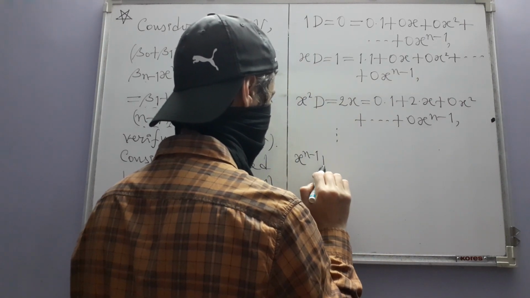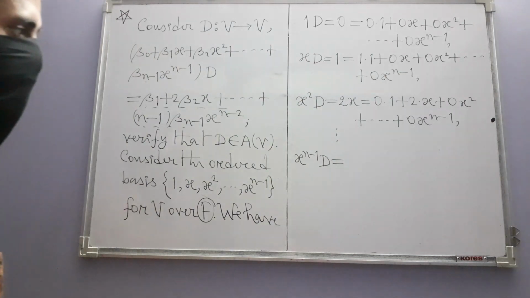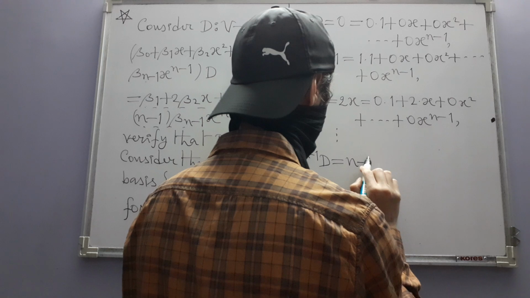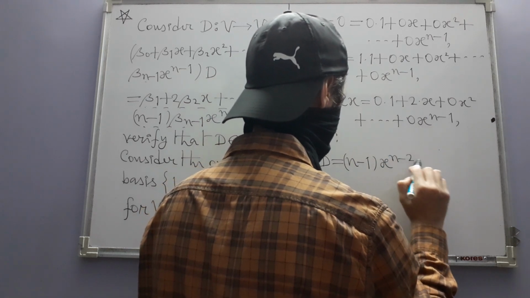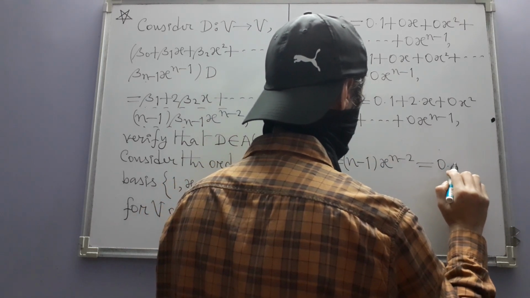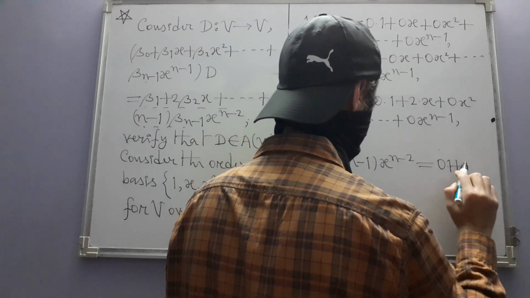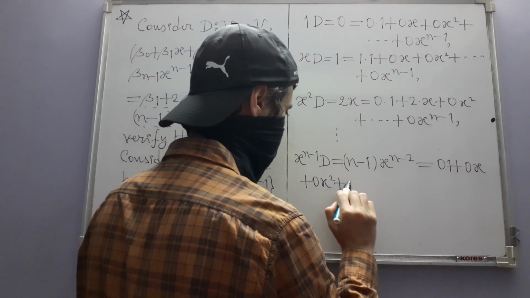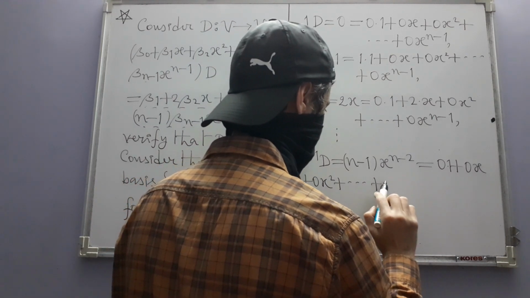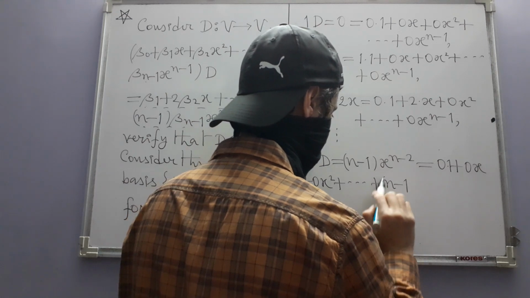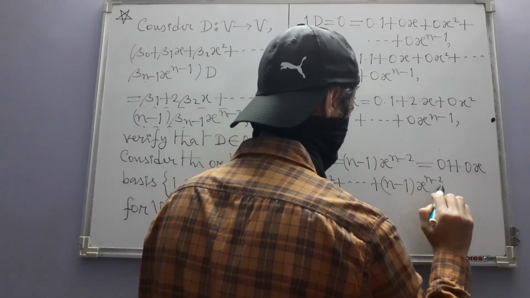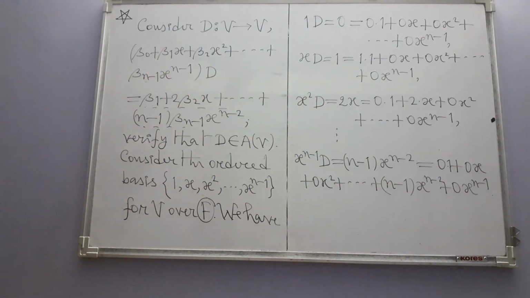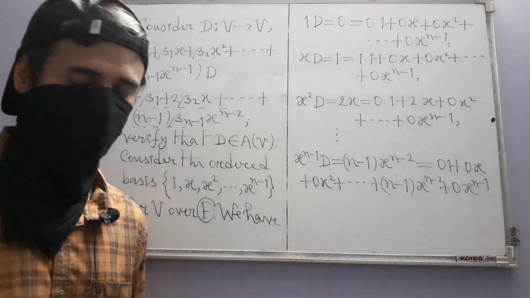Eventually, finally we apply D on x to the power n minus 1. That by the definition is n minus 1 times x to the power n minus 2, which is 0 times 1 plus 0x plus 0x square and so on, and n minus 1 x to the power n minus 2 plus, do not forget there is one more, 0 x to the power n minus 1. So now we can write the matrix.